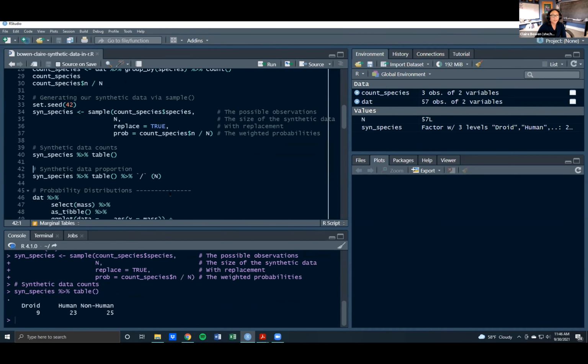And that's the idea of synthetic data. You want to get close to the values, but if you get the same exact values, then you're basically replicating the whole data again.